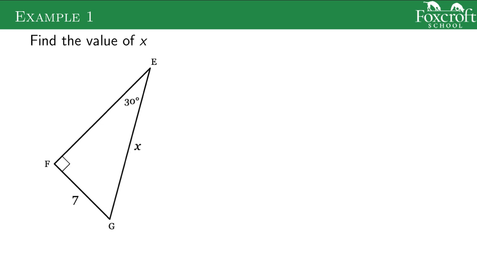For this example, we're going to find the value of x. x is the side of a right triangle. We have an angle, and we have another side. This tells me to use SOHCAHTOA. Pretty much whenever you see a right triangle, think of SOHCAHTOA. I have the opposite side, and I have the hypotenuse. So which one has to do with opposite and hypotenuse? That's sine. So if I take the sine of 30 degrees, that's opposite over hypotenuse.